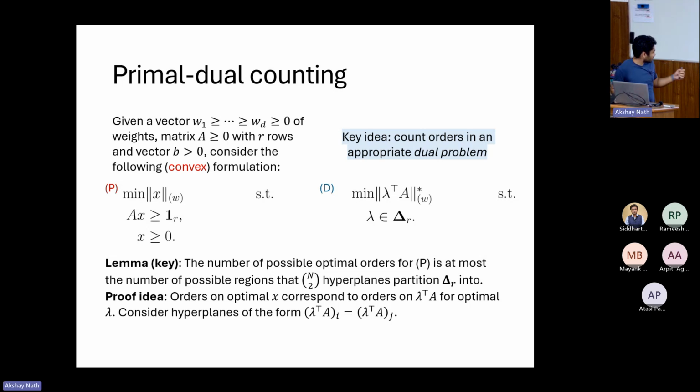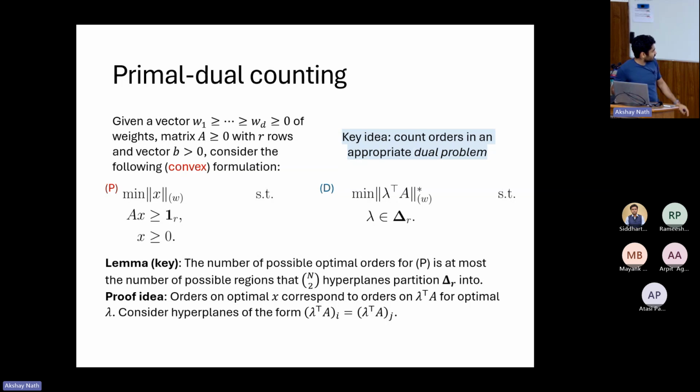And what's the sort of idea behind this? The idea is that the orders on optimal X correspond to orders on the dual optimal lambda transpose A. So you need to consider hyperplanes of this form, where the ith entry of lambda transpose A is equal to the jth entry of lambda transpose A, and there are clearly capital N choose two pairs because we are working in capital N ambient dimension in some sense.